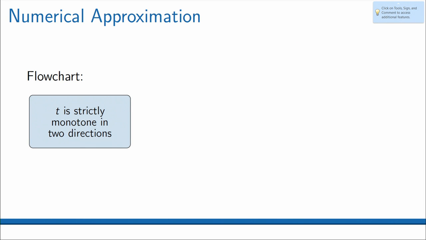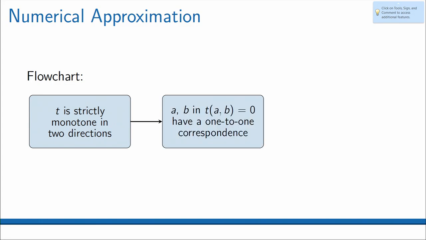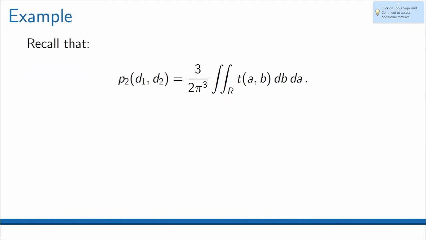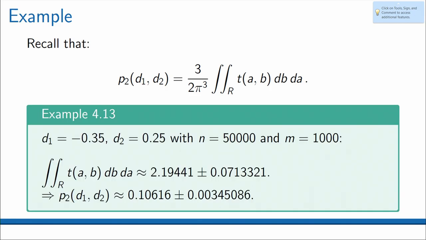And so the flow of this section will be: firstly, prove that T is strictly monotone in two directions, and then we will show that A and B on the green curve have a one-to-one correspondence. And finally, we'll use multi-color integration in our own algorithm. The steps are in the paper, but I'll now illustrate my results with an example. When the values of D are this particular set, we get this probability.